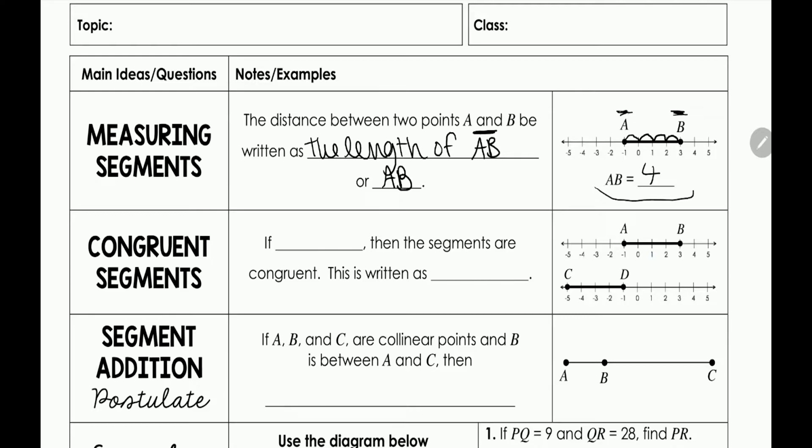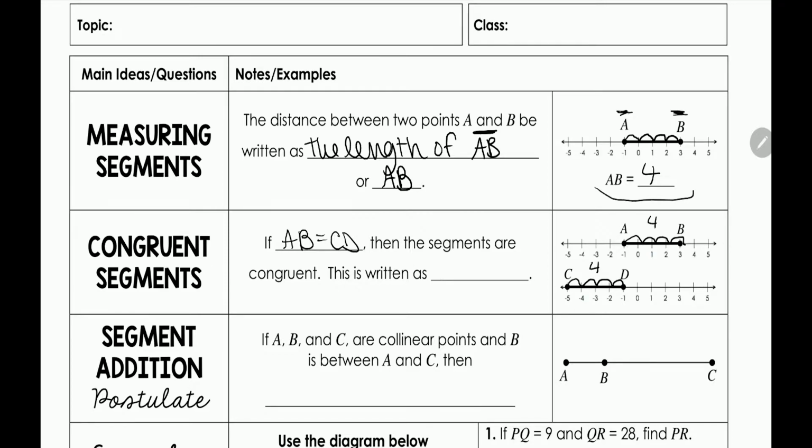So now we're going to look at congruent segments. If two segments have the same length, so in this case AB is equal to CD, again, if we don't have the lines, it's talking about the length, so the length of AB is equal to the length of CD. If we count over here, we can see AB is 4 still, and CD is also 4. So the distance between AB is the same as the distance between CD.